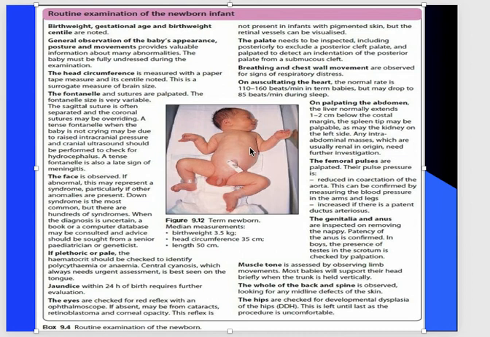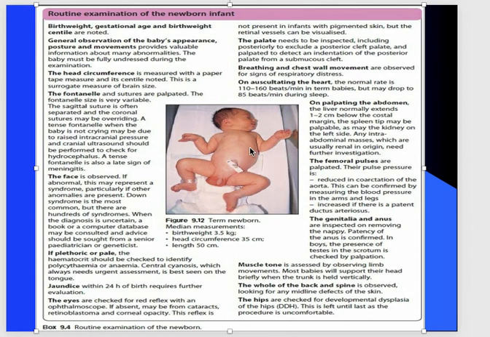We check their mouth for any cleft palate, for any high arched palate. And why is this important? Because a high arched palate can point towards different syndromes. Cleft palate is a defect which can be complete, where the lip is also involved, or can be just inside. So it's very important to look inside.